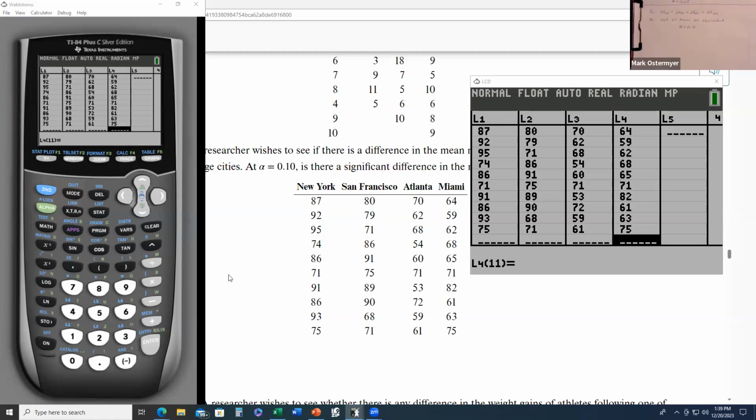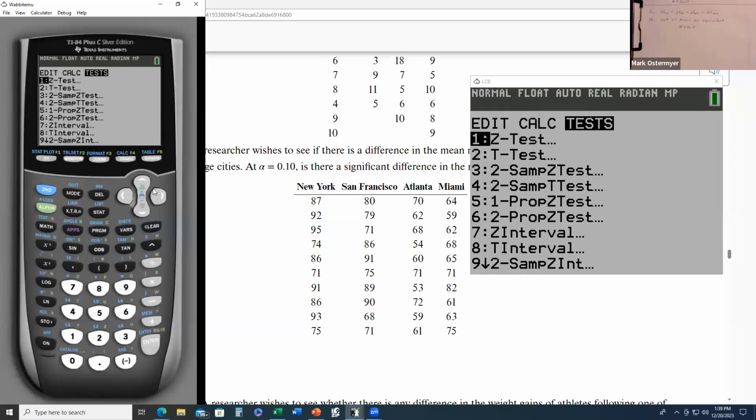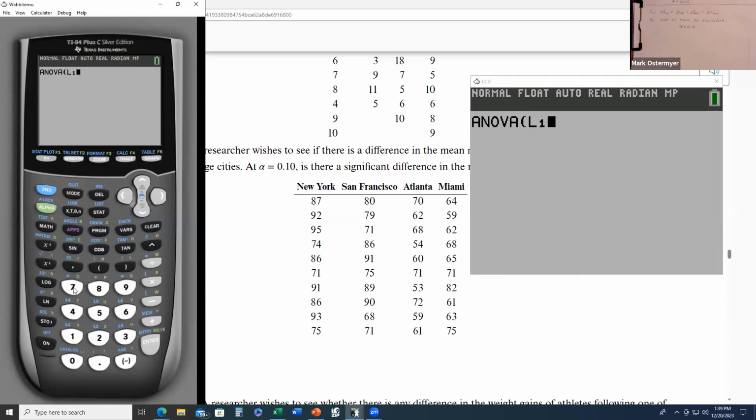All right, just a matter of loading up these lists here and how we conduct analysis of variance here. Notice your calculator would enable you to compare up to six different population means. There's six lists at our disposal. So that's pretty amazing for this machine.